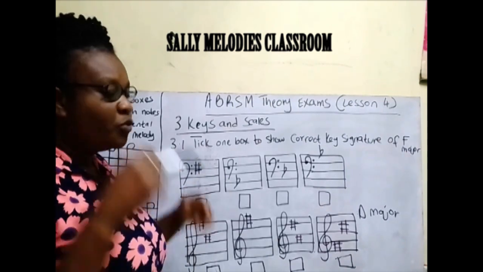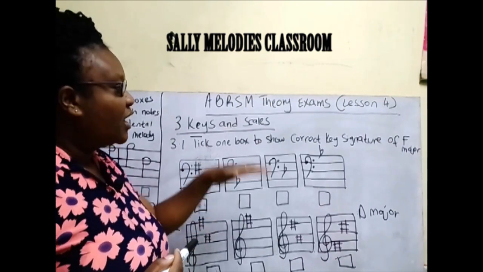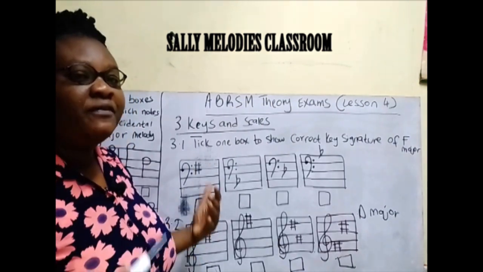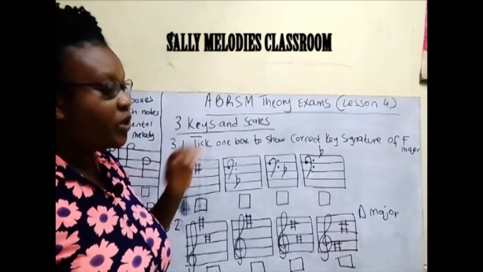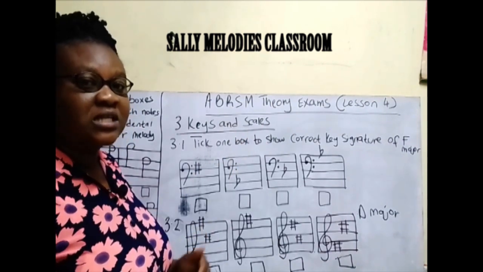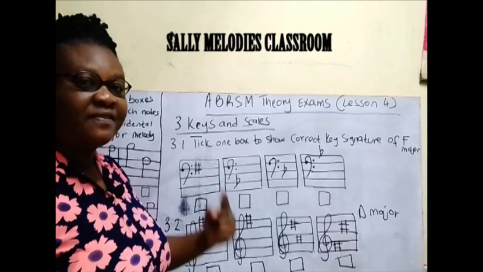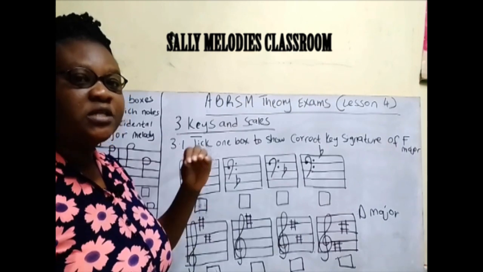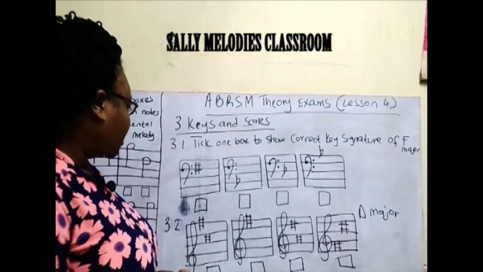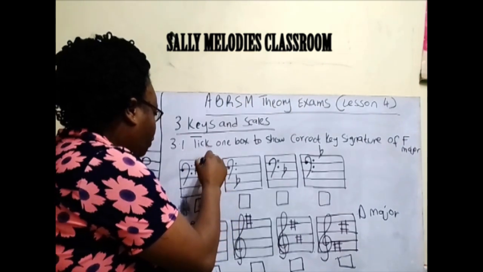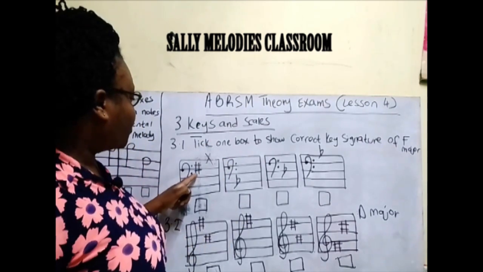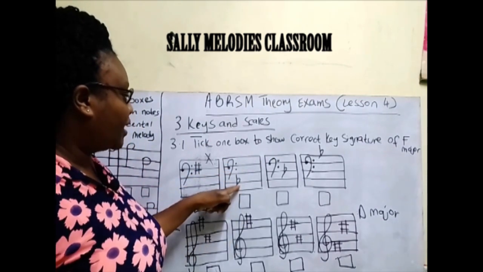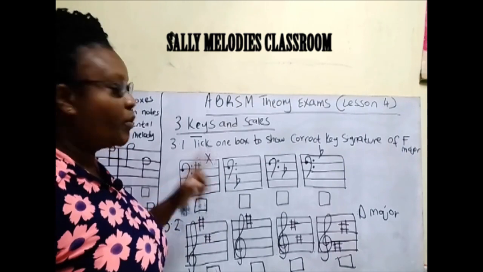You must remember F major, how many flats or how many sharps? F major has got one flat, and that one flat is not just put anywhere. It is put on B. This one, you put it out because we are not talking in terms of a sharp. We are looking for a flat.